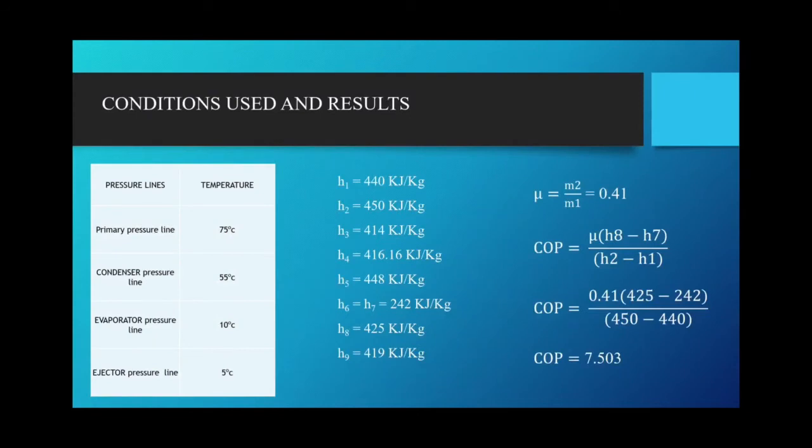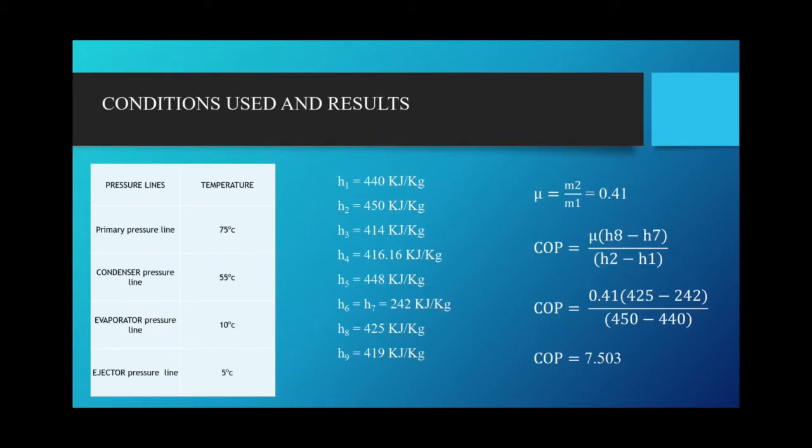Conditions used and the result. While doing the thermodynamic analysis, four conditions are used. These are the compressor saturation pressure, that is the primary pressure line, at 75 degrees centigrade; similarly, condensation pressure line at 55 degrees centigrade, evaporator pressure line at 10 degrees centigrade, and ejector pressure line at 5 degrees centigrade. The enthalpies obtained during the thermodynamic analysis at various points are shown here. Entrainment ratio mu is equal to 0.41.